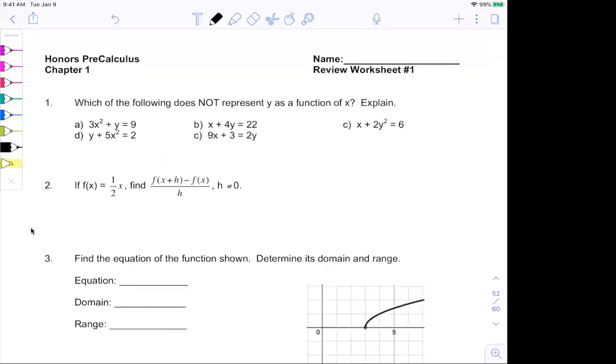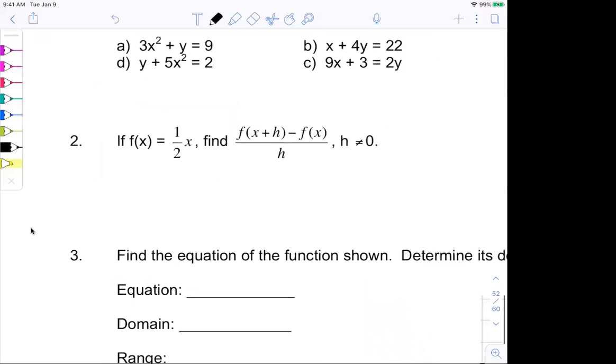So the review worksheet starts way back from the first section, kind of talking about functions. Is something a function of x? And it's a function of x because x is the independent variable. So here it says, which of the following is not a function of x? And in order to determine if it's a function, the easiest thing you can do is get y by itself. So you're trying to figure out which one is not a function, get y by itself.